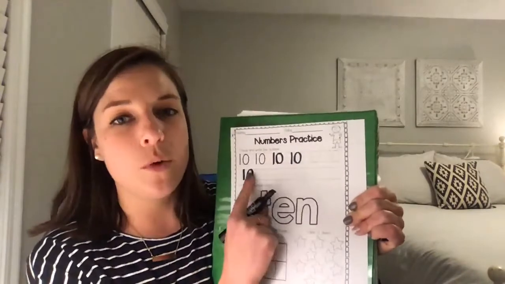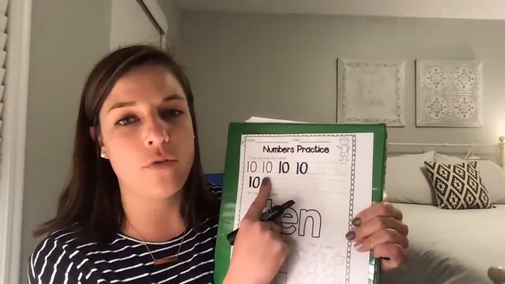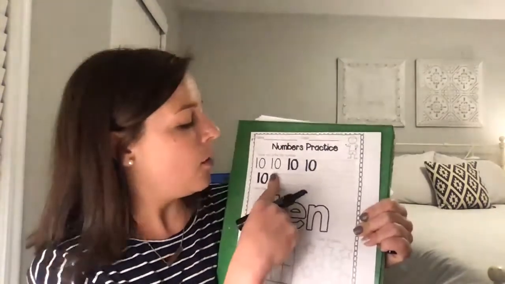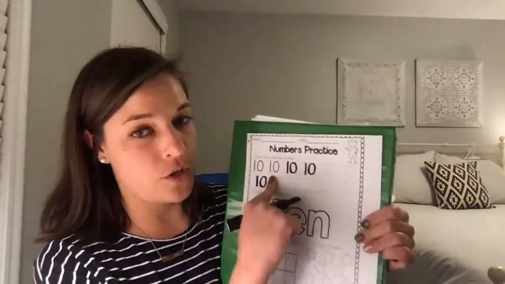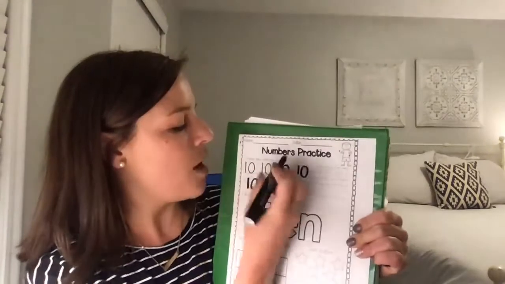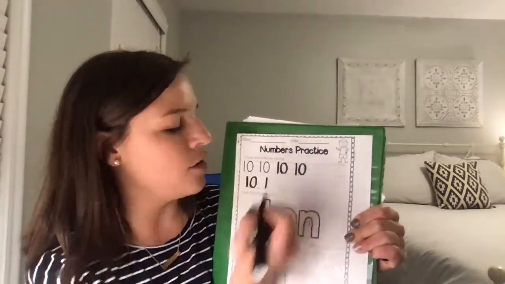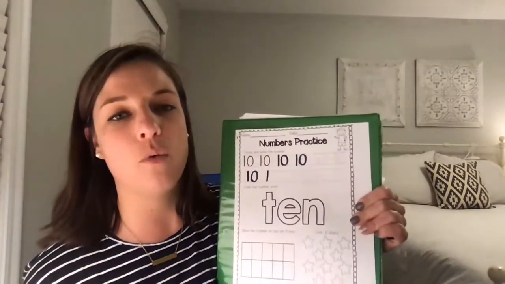Good. Now is where we're going to finger space. So I want you to put your finger after that 0, and on the other side of your finger is where we're going to write our 1. So we're going to start at the top again. Ready? Here we go. Start at the top and down you run. That's the way to make a 1.